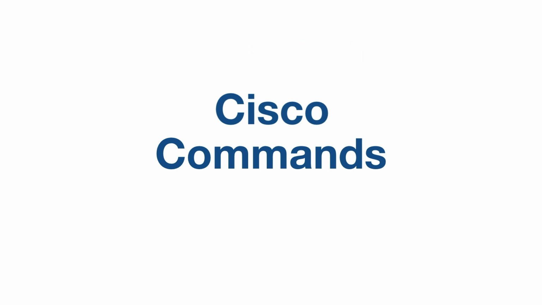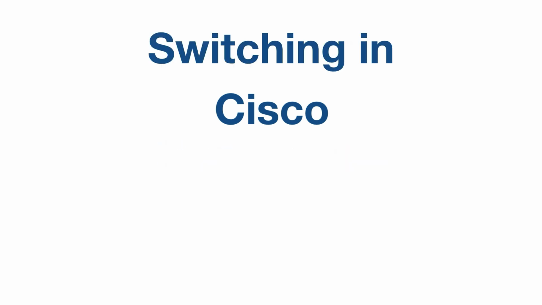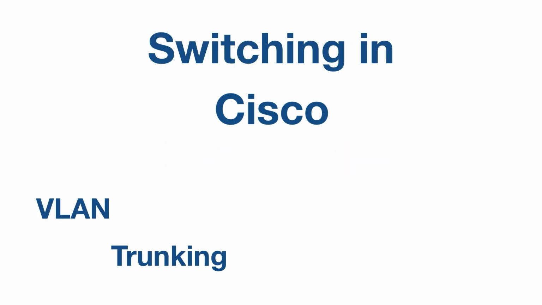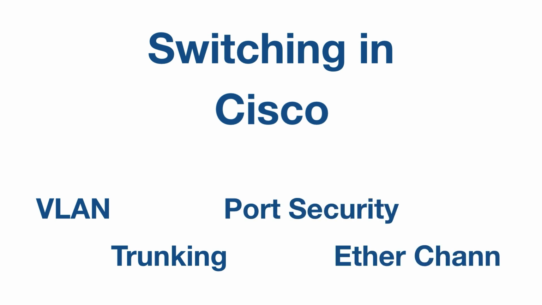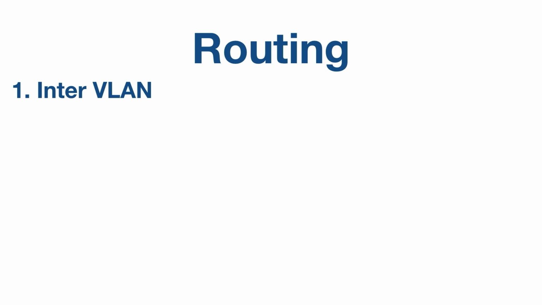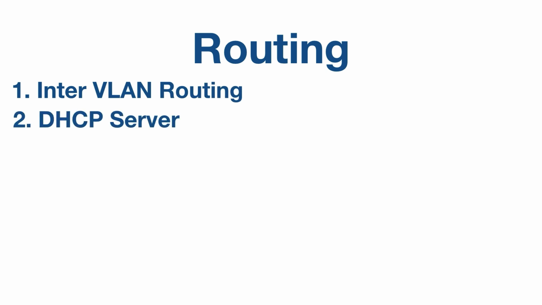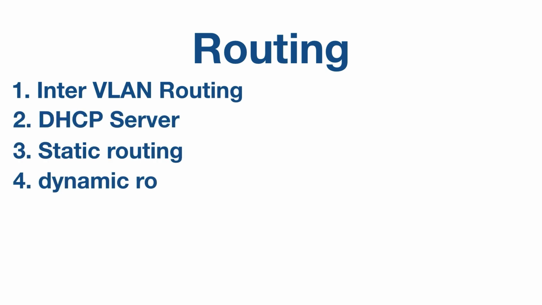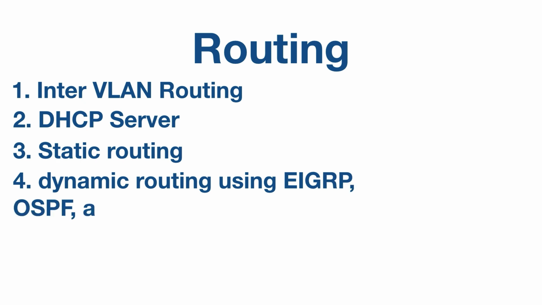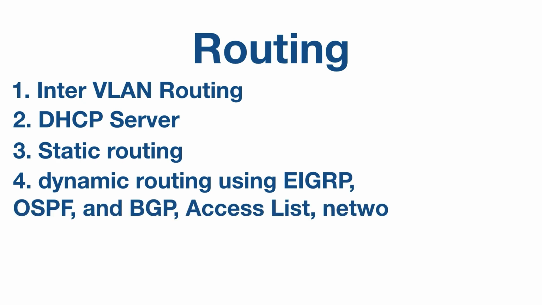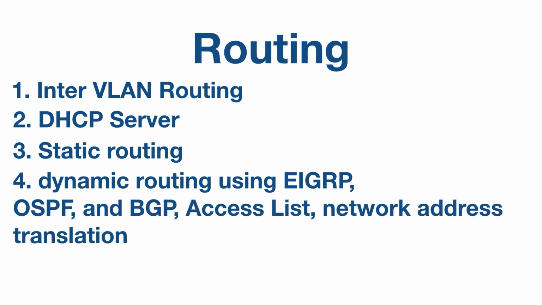After you're familiar with Cisco commands, we will learn about switching in Cisco like VLAN and trunking, port security, EtherChannel and others. We'll also learn about routing topics in Cisco like inter-VLAN routing, DHCP server, static routing, dynamic routing using EIGRP, OSPF and BGP, access list, network address translation and others.